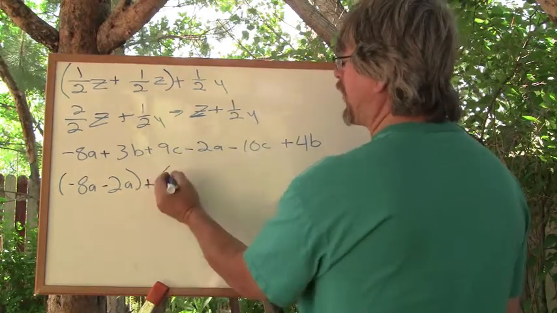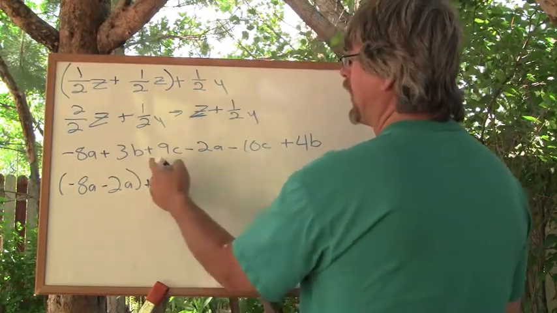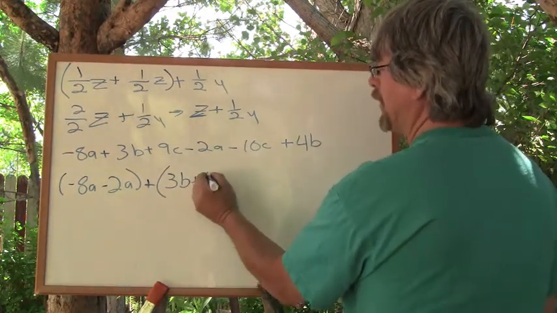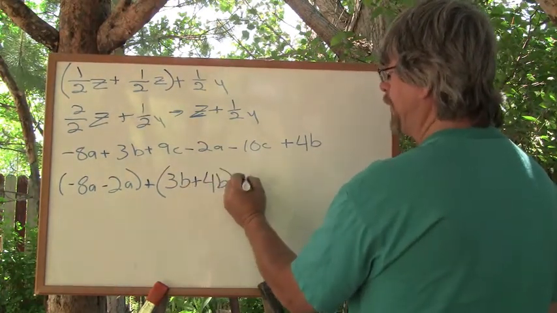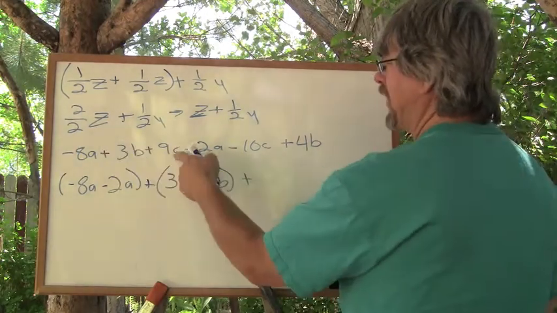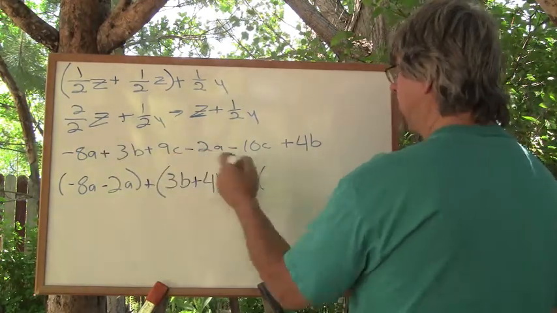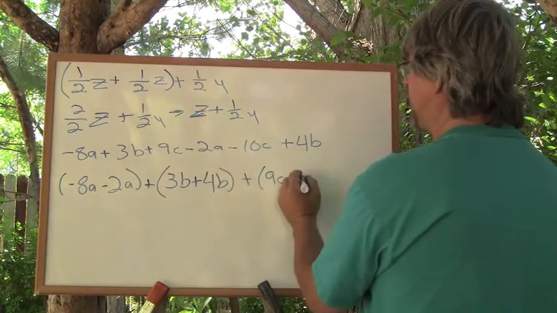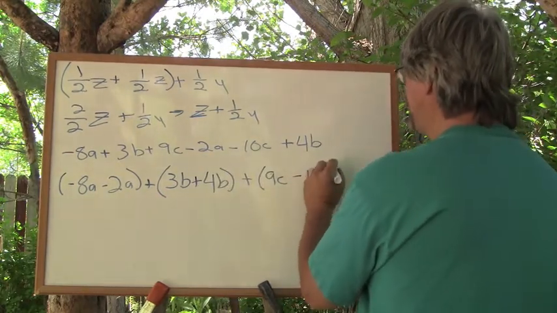So let's start with the next one, which is a 3b. 9c, 2a. We have a plus 4b. So we put the b's together. Then we look for the c. There's a 9c here. And we have a minus 10c here.